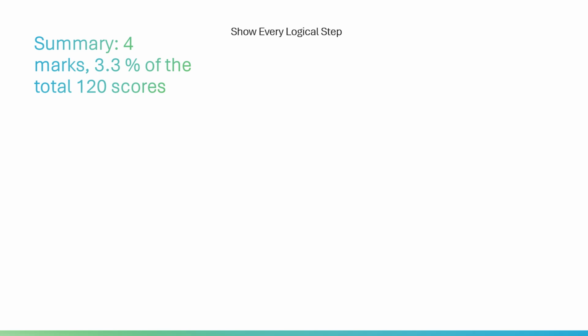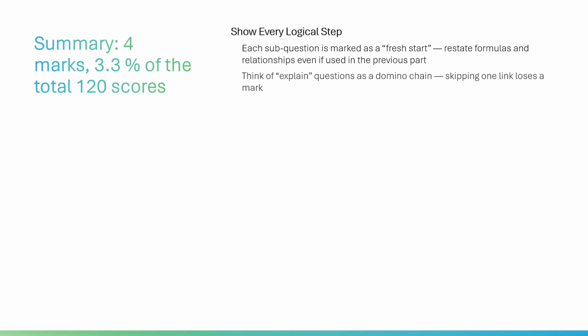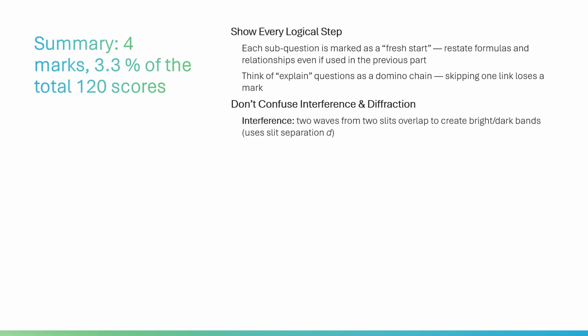Show every logical step. Each sub-question is marked as a fresh start, so restate formulas and relationships even if used in the previous part. Think of explain questions as a domino chain: skipping one link loses a mark. Don't confuse interference and diffraction. Interference: two waves from two slits overlap to create bright or dark bands, and it uses slit separation D. Diffraction: a single wave spreads out through a single opening, and it uses slit width W.